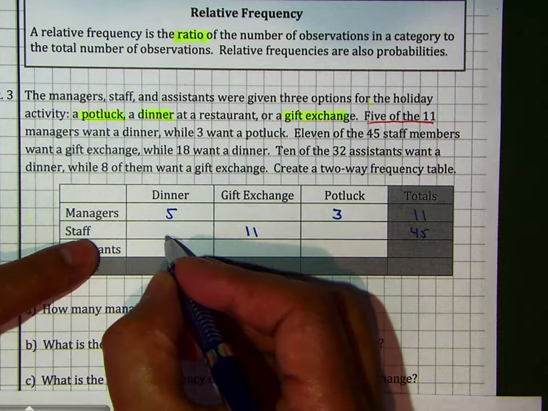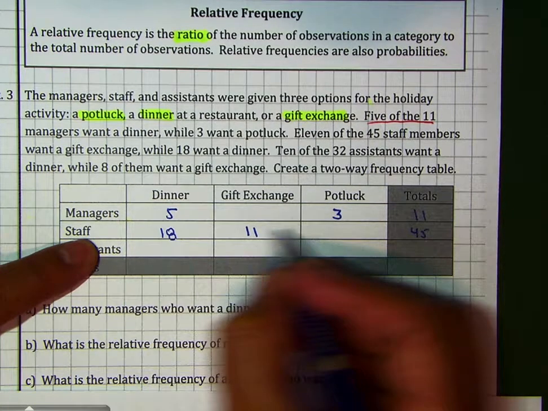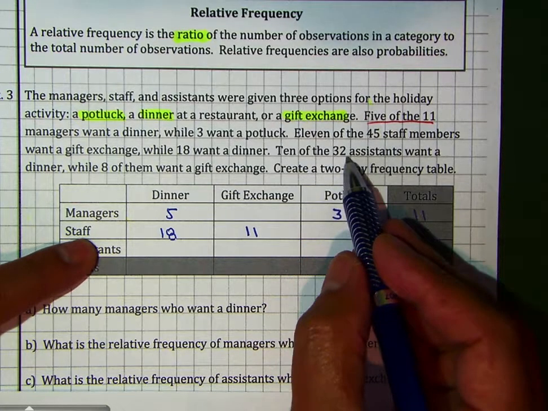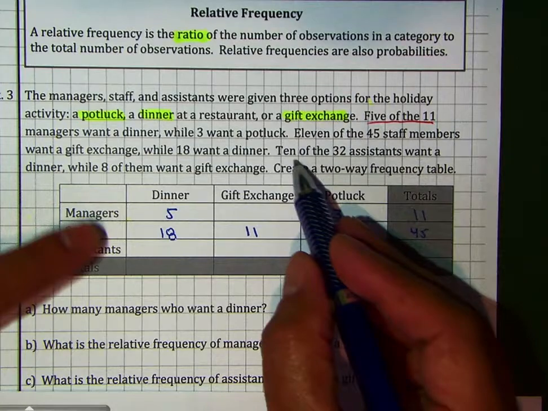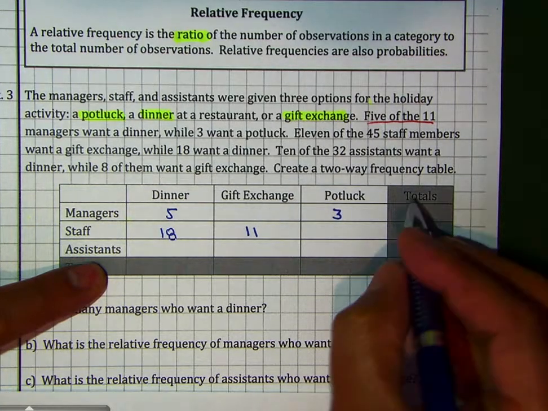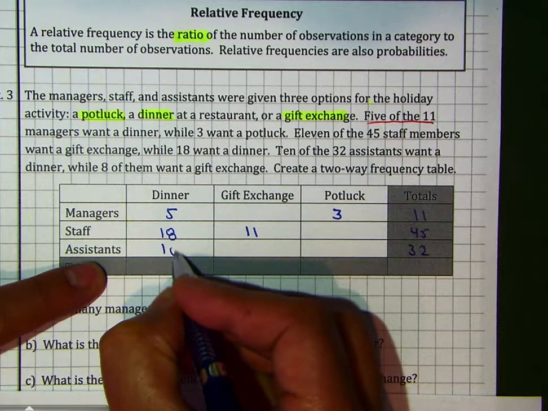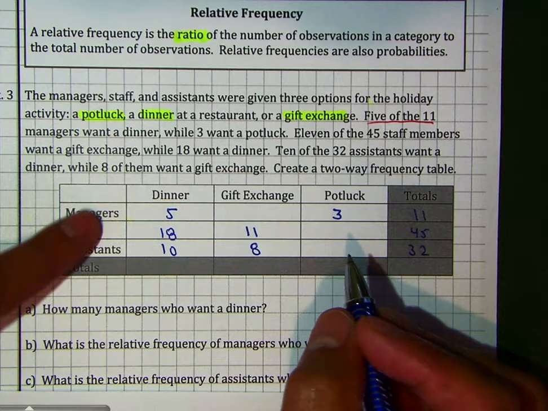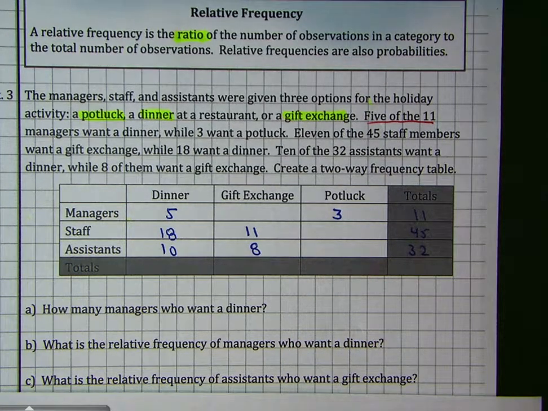Staff, 18 wanted dinner. So we need to be able to find out how many of them wanted potluck. 10 of the 32 assistants wanted dinner. So 10 of the 32 assistants, so 32 will be the total. 10 wanted dinner, while 8 wanted gift exchange. Create a two-way frequency table. So let's go through each of the rows.